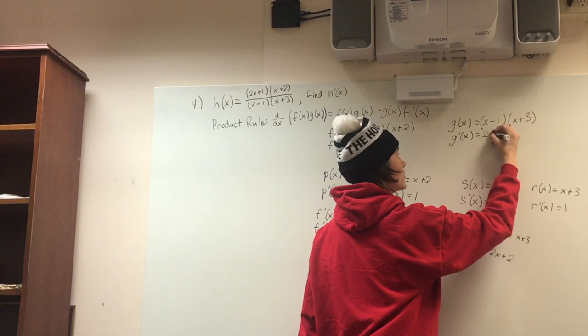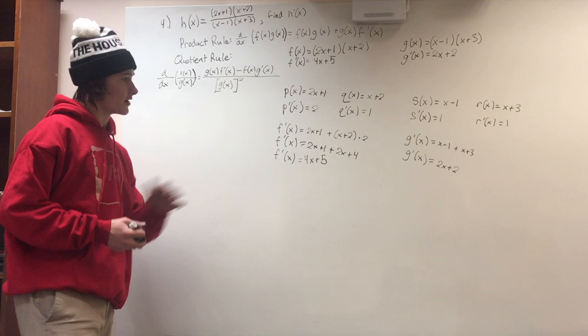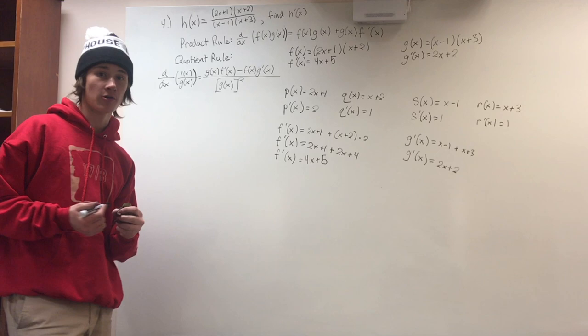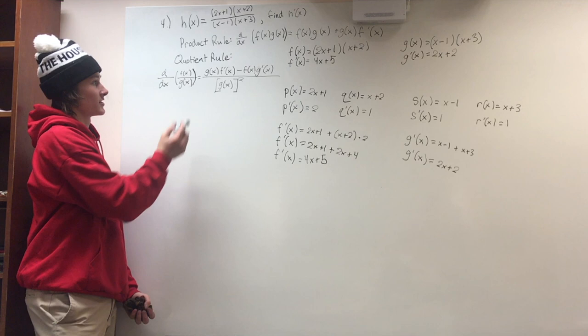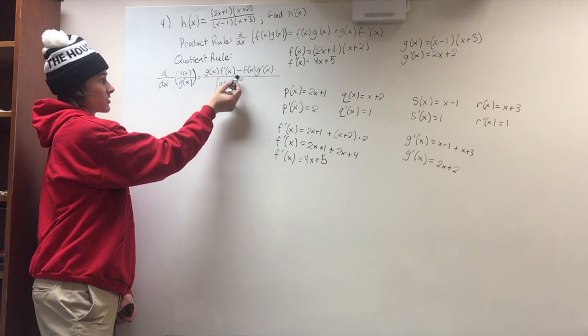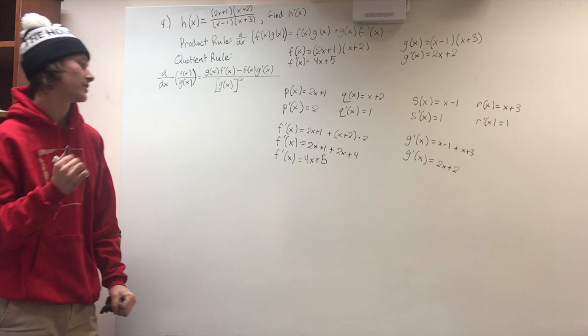From what we have right here, we can now find the derivative of h of x, and this is where we're going to use the quotient rule, which I have written right here. The quotient rule, as defined, is the derivative of f of x over g of x equals g of x times the derivative of f of x minus f of x times the derivative of g of x, over g of x squared.